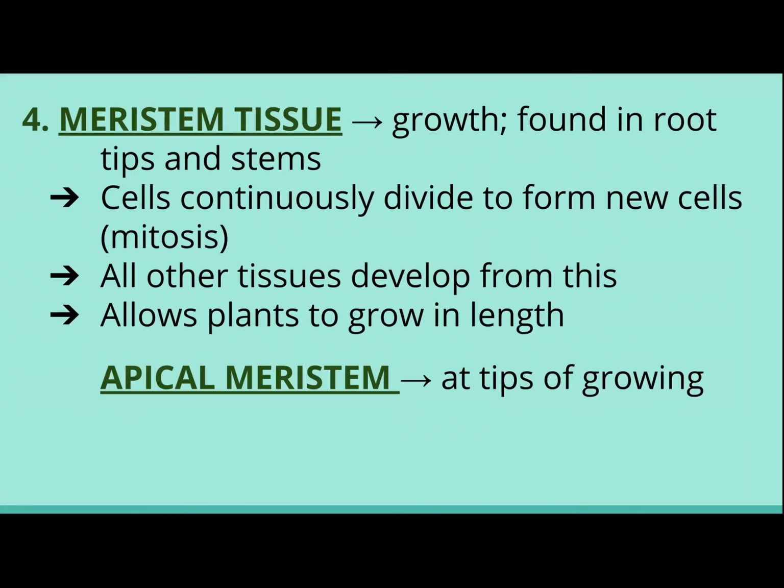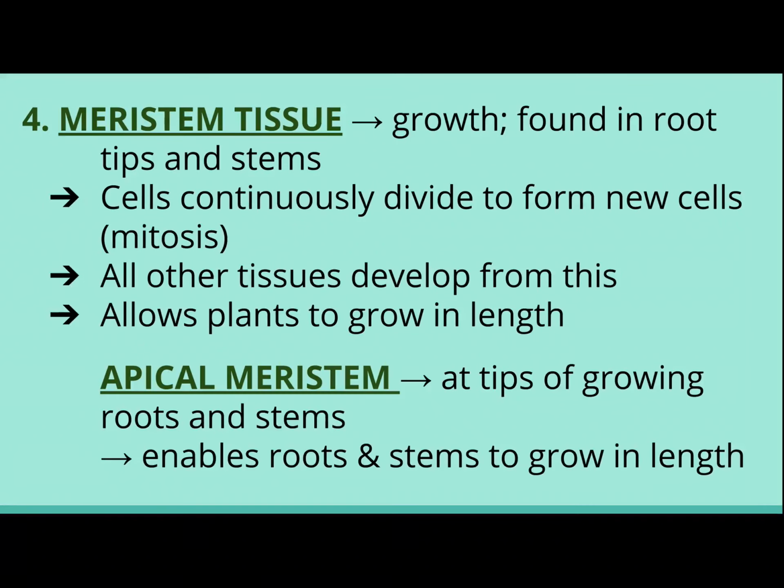All right? Now, at the tips of growing roots and stems, there's a special type of meristem tissue called the apical meristem. And that is found at the very tips of the roots and at the very base of the stem where it's coming up out of the ground. All right? Now, this enables the roots and the stems to grow in length.